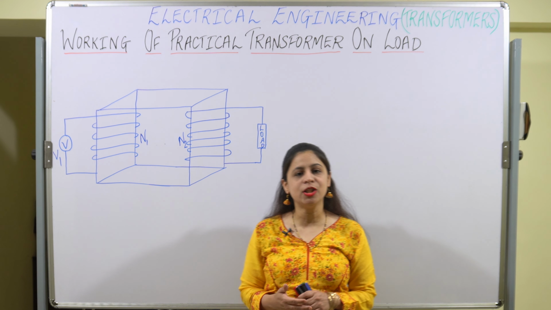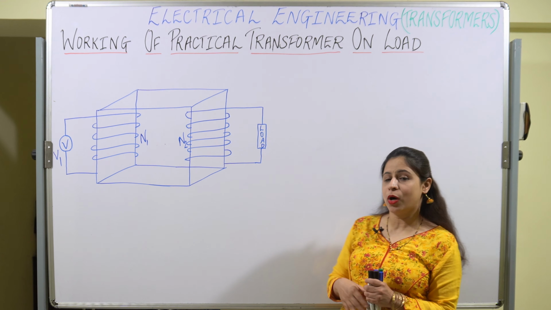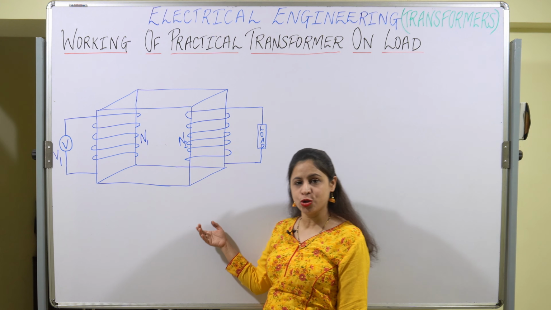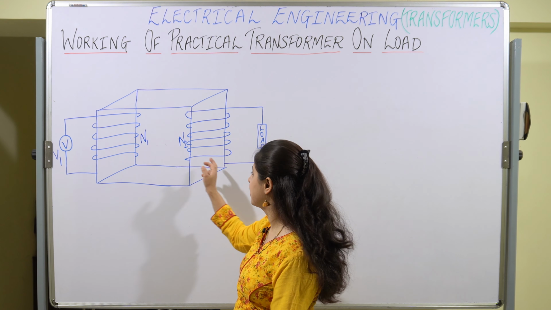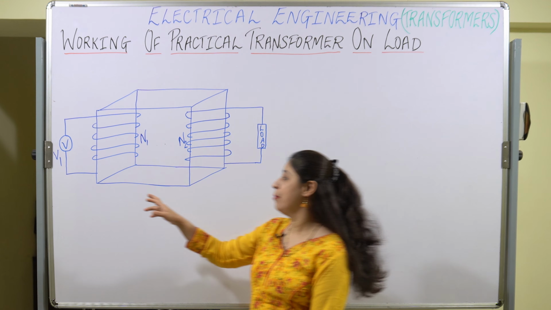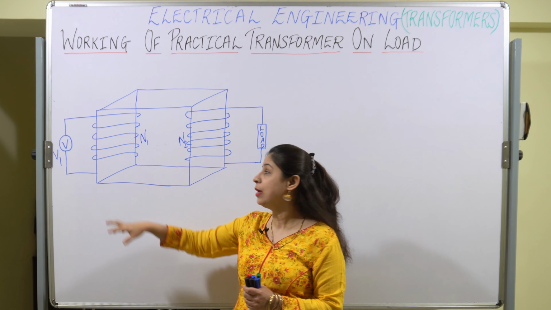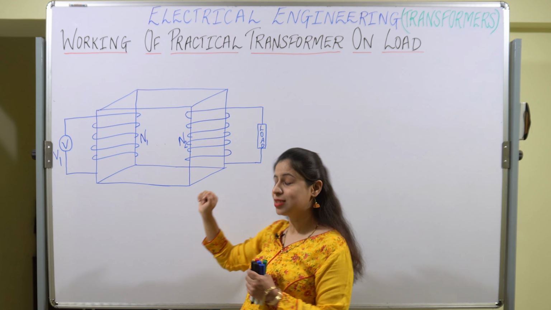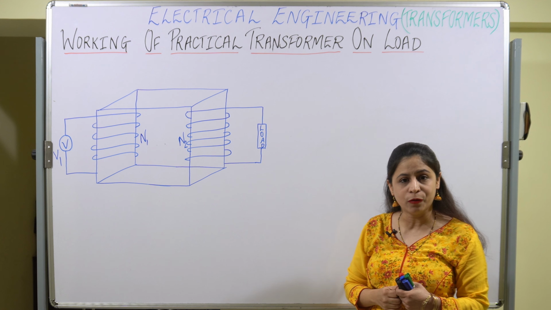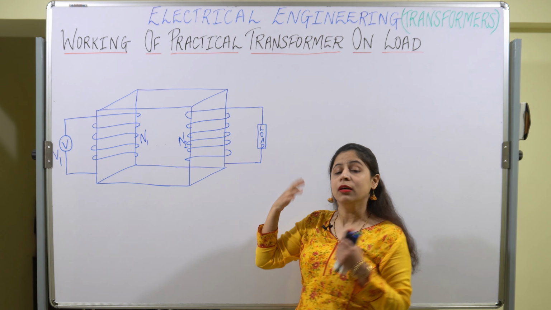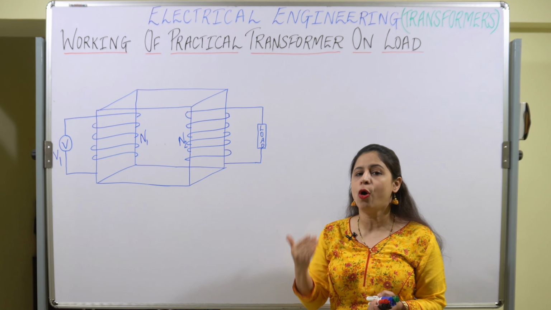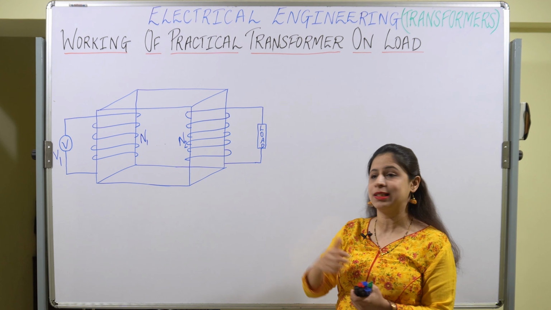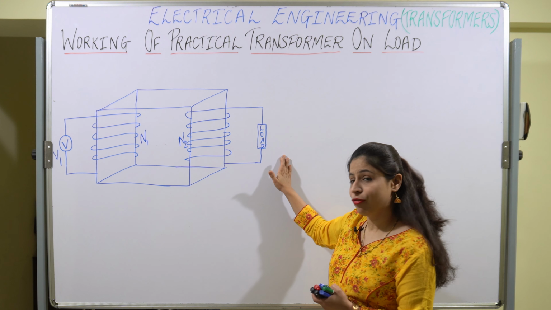So let us start with another topic of electrical engineering, which is the working of a practical transformer on load. Here a transformer is shown, and the primary side and the secondary side are both shown. The primary side is connected to the voltage source V1, and the primary coil has N1 turns. The secondary side has N2 turns, and since we are dealing with the transformer on load, a load is connected to the secondary side. The secondary is not open here. The load is connected to the secondary side.